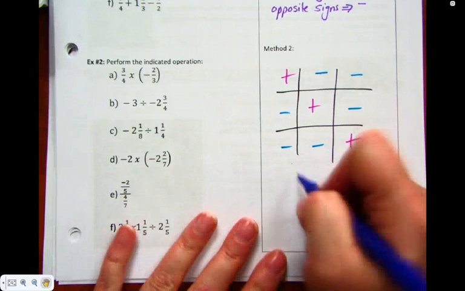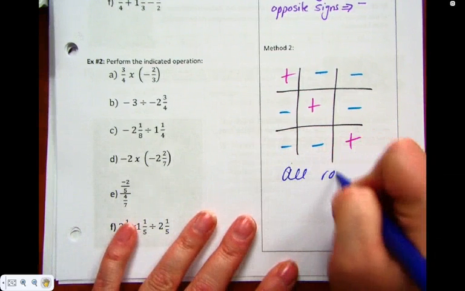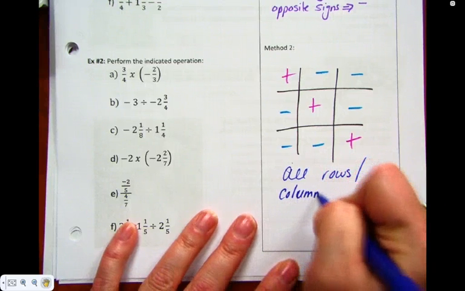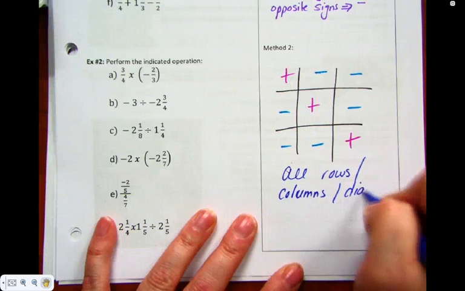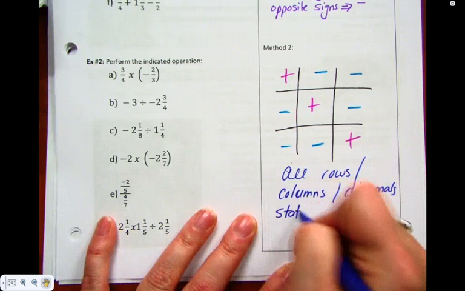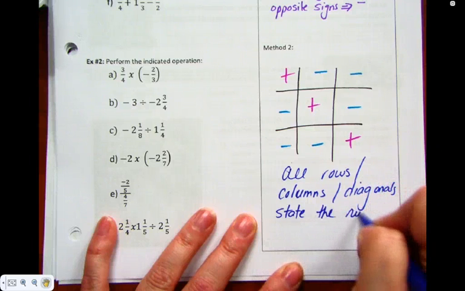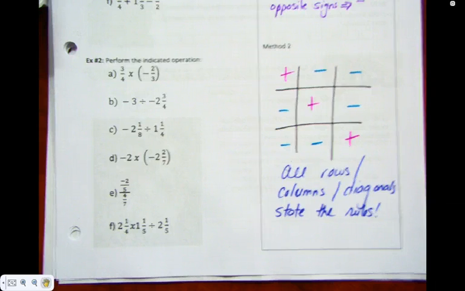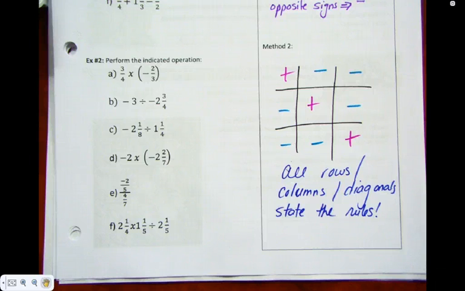So just make a note: all rows, columns, diagonals, state the rules. Again, if you're like, nope, don't like that, then use one of the other methods. I just always like to give you choice because it's going to click for some kind of brain. And again, I love to learn new ways because that never occurred to me. I'm like, oh, that's the way they do it in Brazil. How exciting is that?